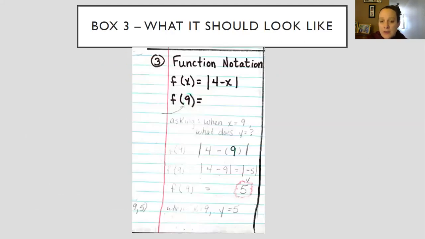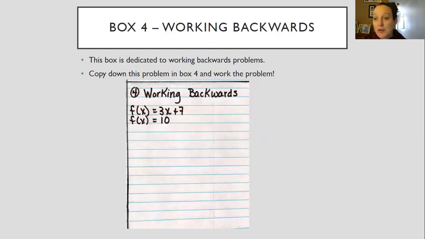Okay, so that's my handwritten part. It's the exact same work, it's just my handwriting instead of the virtual pen. All right, guys, last one. Box 4. Box 4, of course, is the hardest.